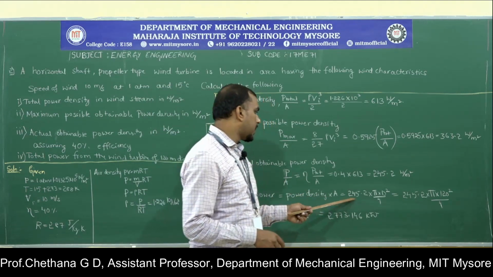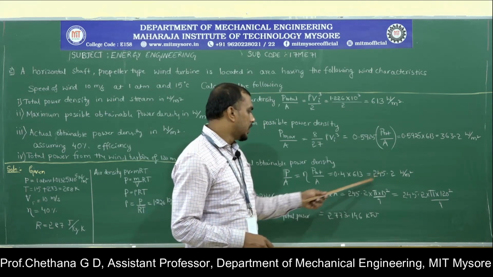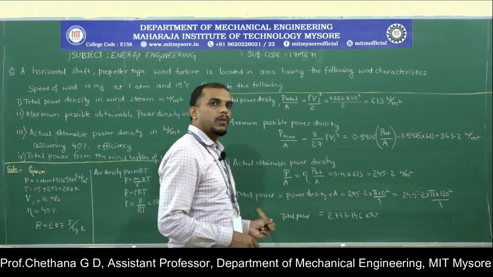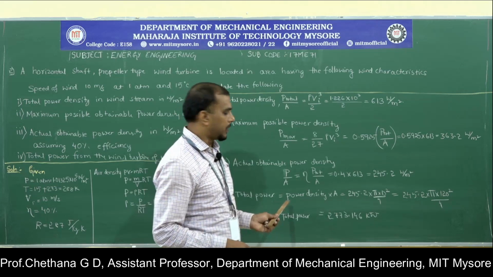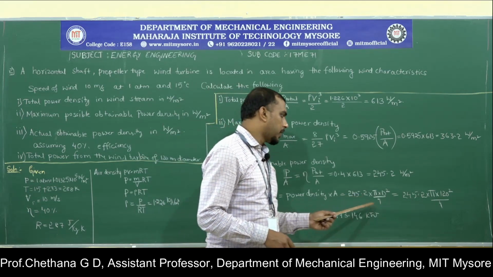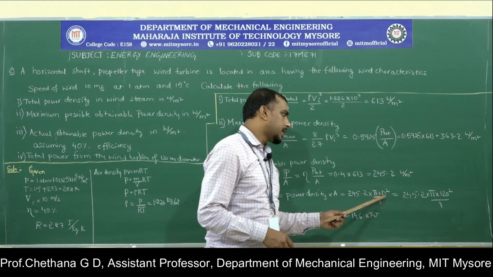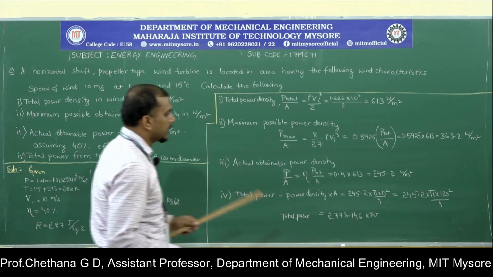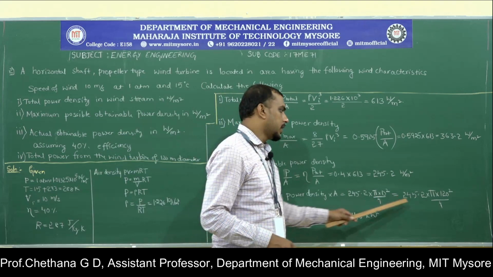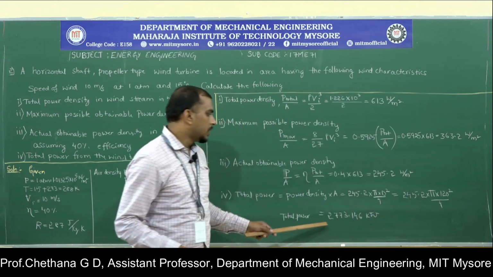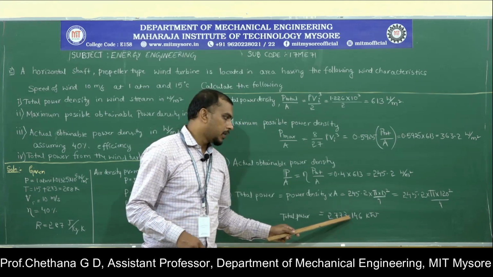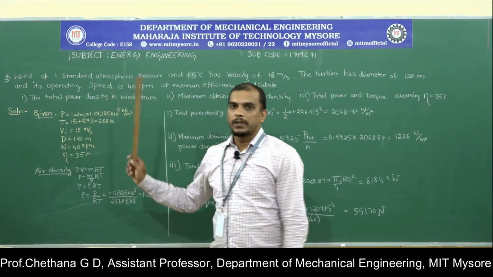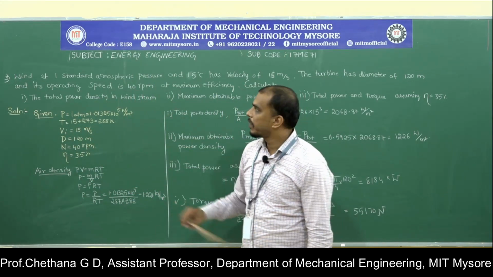So this is power density 245.2. We are using the actual because we want the actual total power here. So 245.2 into area, considering the diameter as 120, which he has given. So 120 square, you get this value as 2773.146 kilowatt. We will go for the third problem.